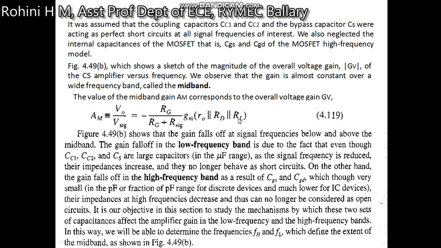Okay. So the figure also shows that gain falls off at signal frequencies below and above the mid band. The gain fall off in the low frequency is due to C1, C2 and CS, and the gain fall off at high frequency band is a result of the capacitances CGS and CGD. So we will be able to determine the two frequencies FH and FL from this mid band.